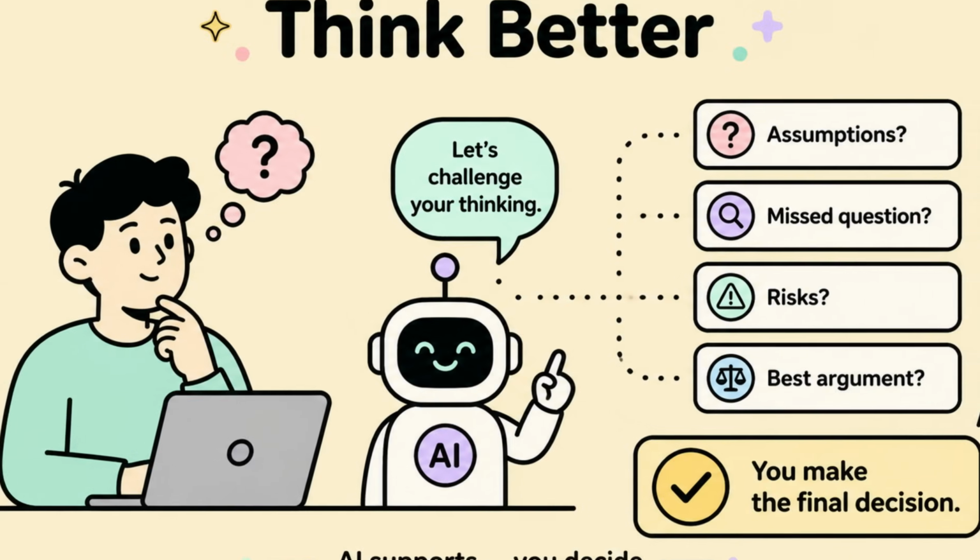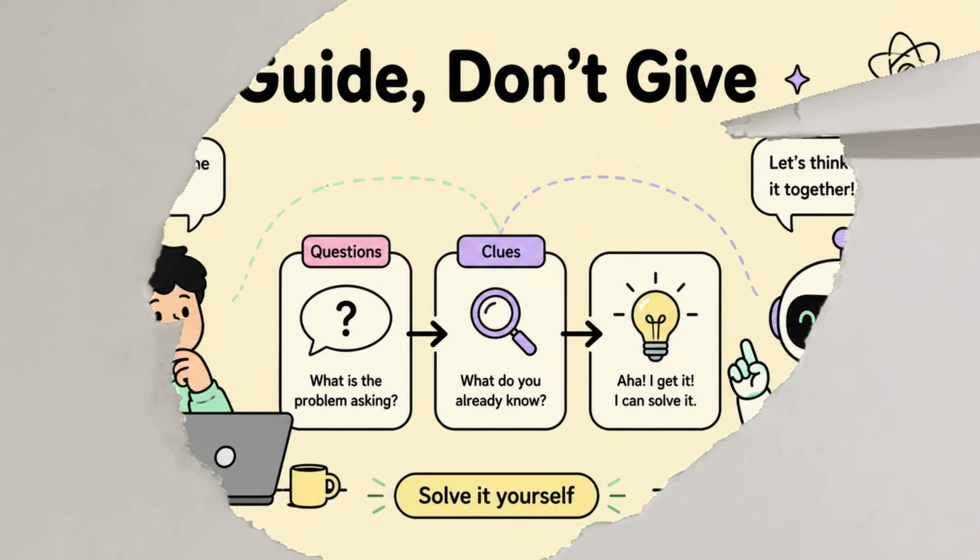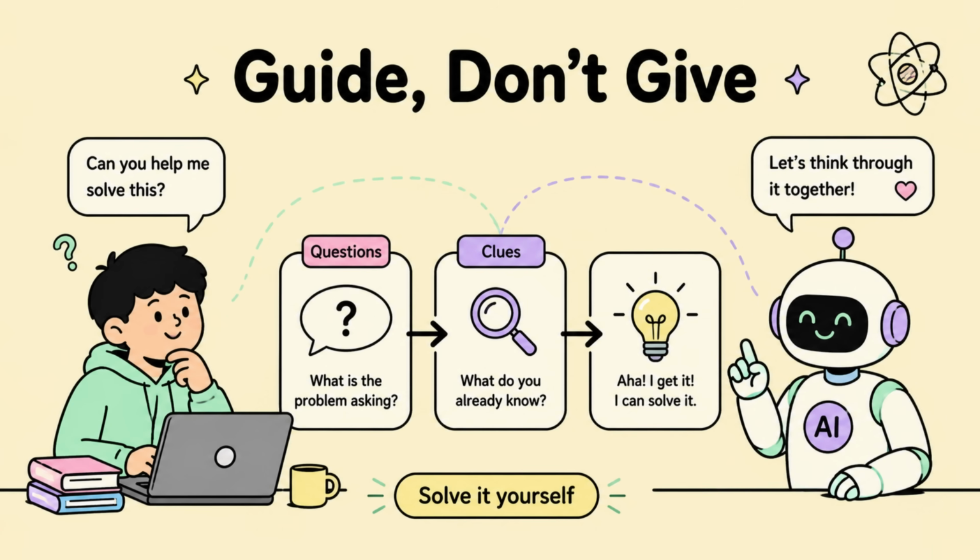You can also use AI to challenge your thinking. Ask questions like, what assumptions am I making? What important question have I missed? What are the possible risks in this plan? What is the strongest argument against my idea? Sometimes that is more useful than asking AI to agree with you. Use AI to explore ideas, organize your thoughts, practice skills, and see different perspectives. But remember, AI should support your thinking, not replace your judgment, experience, or responsibility.